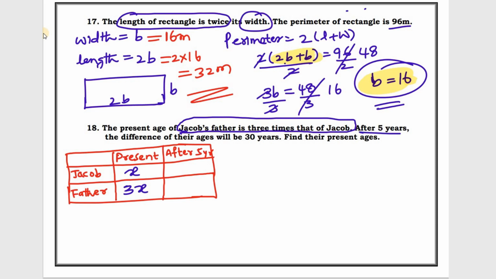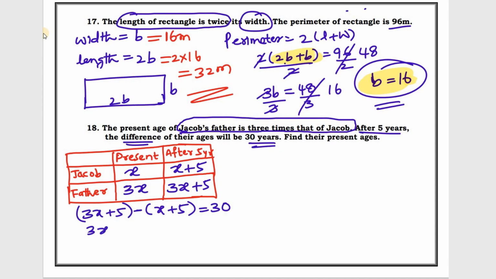Each of their ages will be increased by 5, right? So Jacob's age will increase by 5 years, so x plus 5. And his father's age also will rise by 5 years, right? So 3x plus 5. So after 5 years, the difference of their ages will be 30 years. So father's age minus Jacob's age, the difference is 30 years. So find the present ages. We have to find x and 3x.